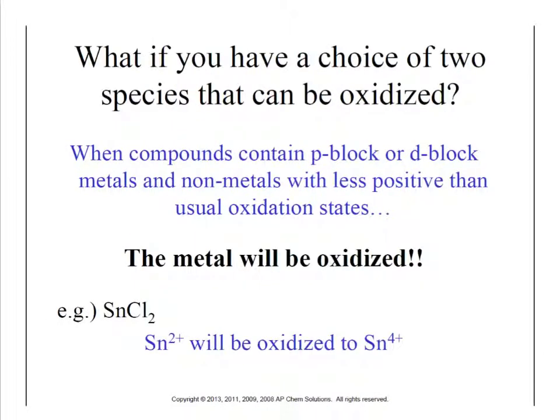Ooh, so here's a tricky one then. What if you have both a metal and a nonmetal that can be oxidized? So for example, we've got tin, which is Sn2+, in this case, and then Cl-. So I already showed you guys how Cl-, and we've got two of them, they can lose their electrons to turn into Cl2, or tin can lose 2 electrons to enter the oxidation state of 4+. The metal will be oxidized. Metal wins out. It's going to lose its 2 electrons, turn into a happier oxidation state of +4.